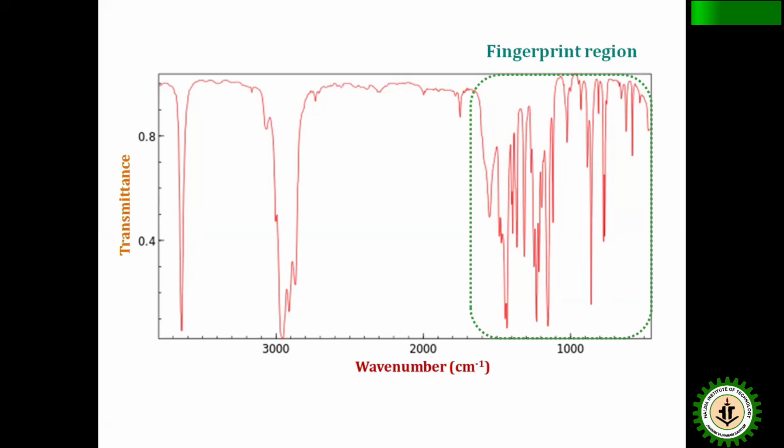Therefore, we can basically compare the arrangement of peaks, which is just like one person's fingerprint, and that is why it is called the fingerprint region. So, if we compare the arrangement of peaks in this region for different molecules, then we can actually identify the molecule for which this absorption spectrum appears. So, not only can we identify the different kinds of groups and functional groups present in the molecule from the IR spectrum, we can also identify the molecule by comparing the IR spectrum in the fingerprint region.